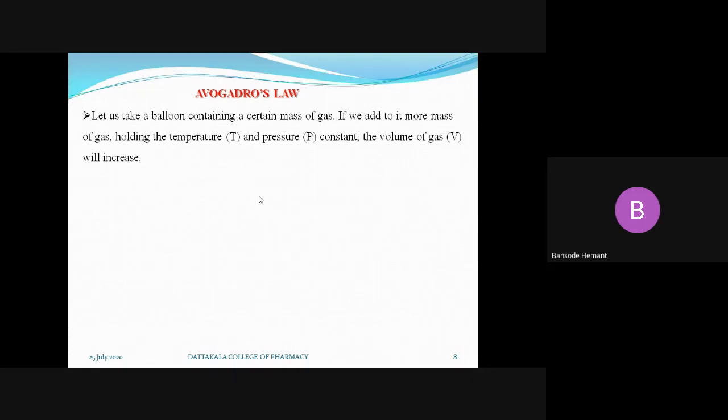let us listen carefully. The temperature and the pressure are constant. Still, we are going to add mass of the gas into that balloon. Earlier, what we have studied is that the volume increased by increasing the temperature and decreasing the pressure. But here temperature and pressure are constant. We are just adding the number of moles of the gas.